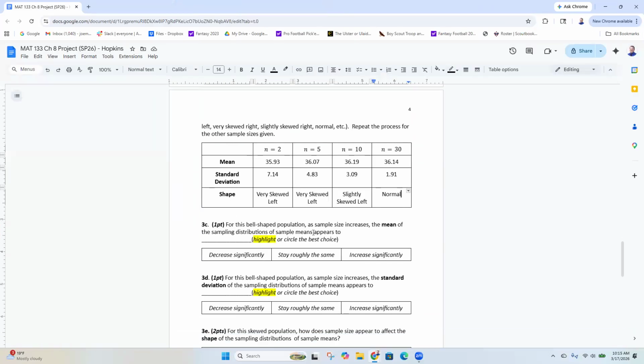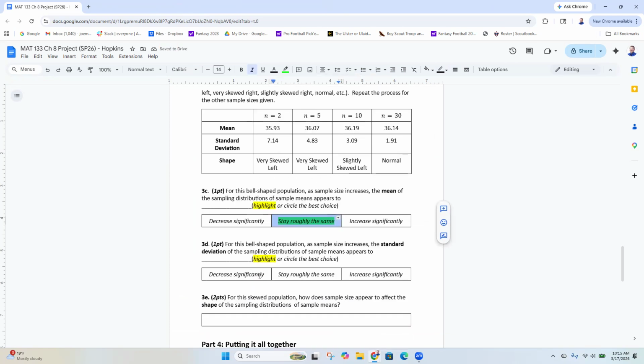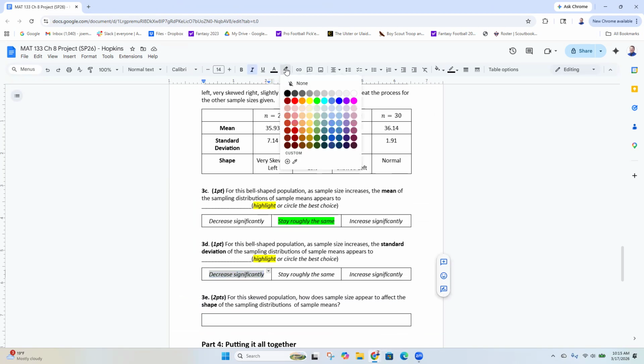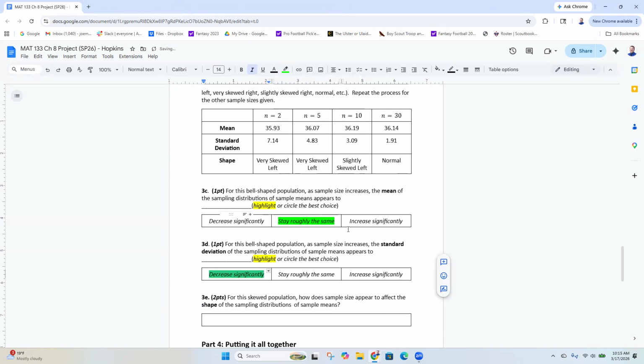For the bell shape population, your mean is going to stay roughly the same. Standard deviation decreases significantly. Now we've talked about the mean staying the same, and that makes sense. As you take samples, sometimes you pick people that are higher, sometimes you end up picking people that are lower. It's random, but usually you get a little bit of high, a little bit of low, and so when you average, it all lands right in the middle. So that makes sense.